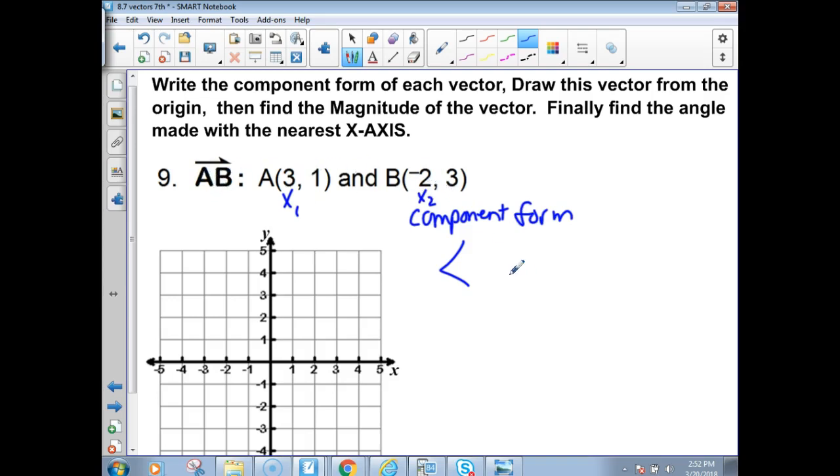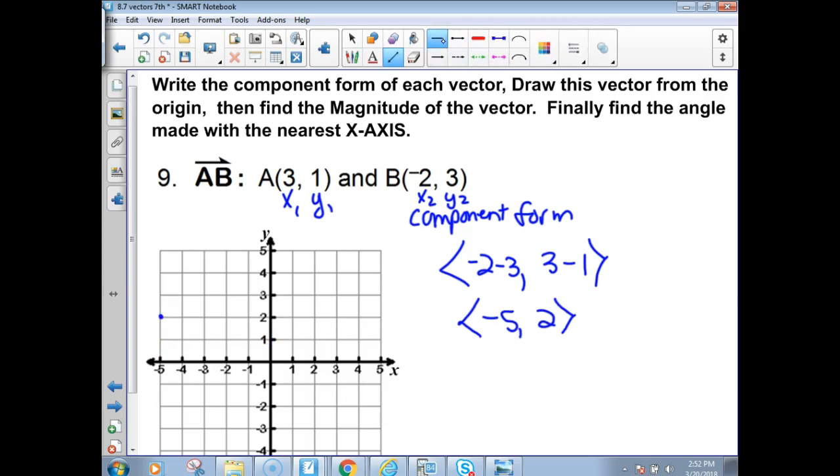So -2 minus 3 and y2, 3 minus 1, which is your y1. That simplifies to -5, 2. That'd be left 5 up 2 if we plot it from the origin. And now we're just going to draw a vector there. The value vertically was 2 and horizontally 5, or -5.